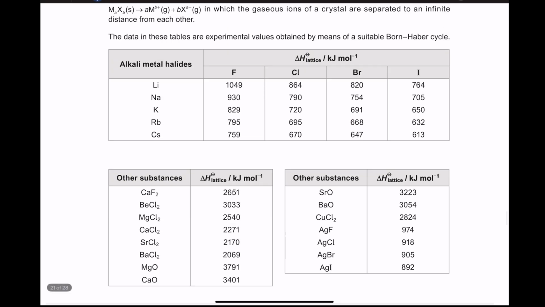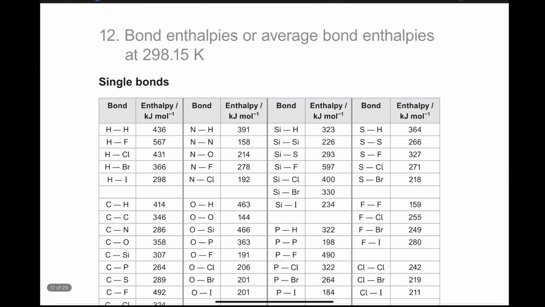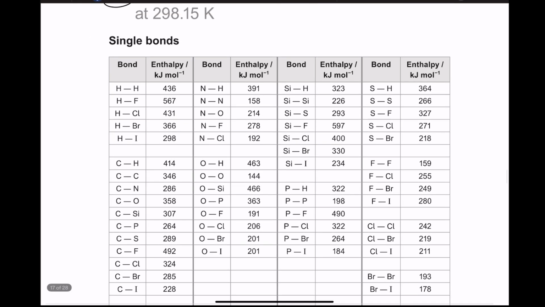Next, and the last question in this paper, ethene reacts with steam to produce ethanol. The reaction is given. You have to find the enthalpy using section 12. So first, let's check what is section 12. Section 12 is bond enthalpies. So you have to use bond enthalpies to find the enthalpy of this reaction. If I just draw out all the bonds, it will look like this.